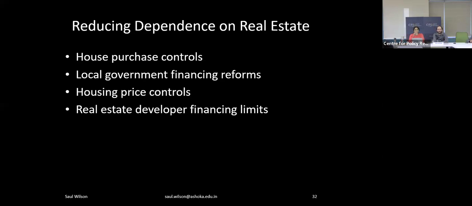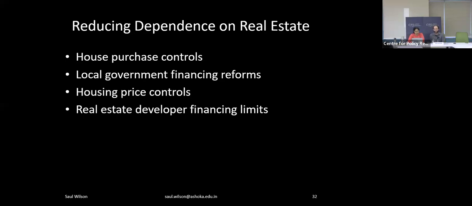It limits how many houses people can buy. It limits their access to mortgages. And in the process, it hopes to restrain housing prices. And it does so with some success, at least in Beijing, in 2010 and 2011. But by 2012, they start to reduce their restrictions on the real estate sector, and the real estate sector starts to grow rapidly again. And the next time the central government gets involved in 2014, the central government tries a different tack, which is to reform the local government financing system.